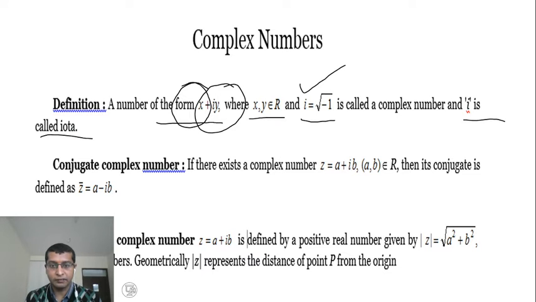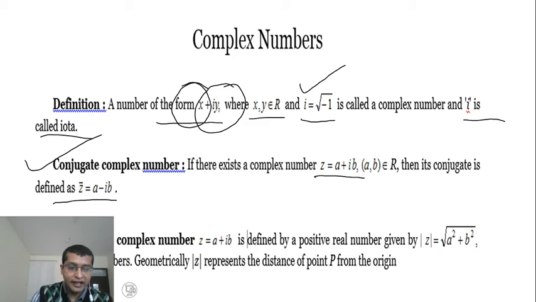Conjugate of a complex number. If there exists a complex number z equal to a plus ib, then its conjugate is denoted by z conjugate, where we have to make the plus i into a minus, that is, a minus ib is the conjugate of the complex number. Suppose z equals x minus iy, then its conjugate is x plus iy. Like that, the conjugate of a complex number is defined.